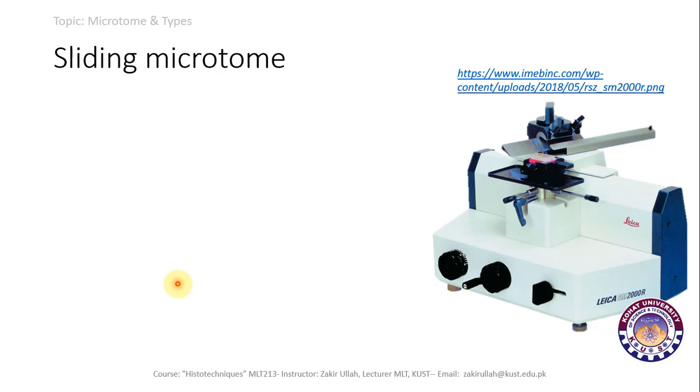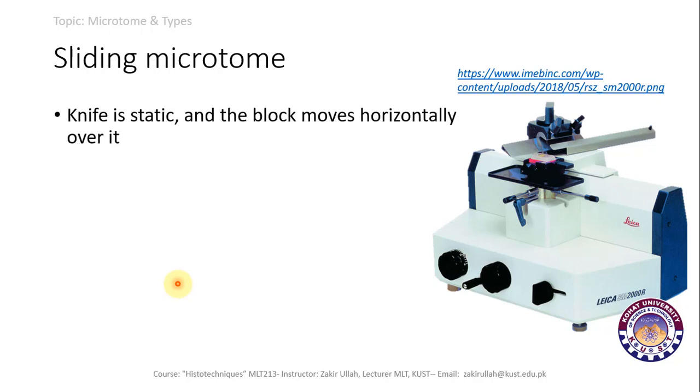The next one is the sliding microtome. This is a microtome in which the knife is static and the block moves horizontally over it.